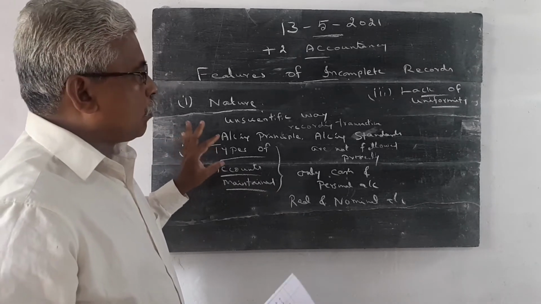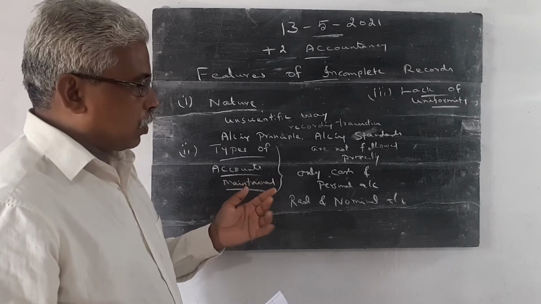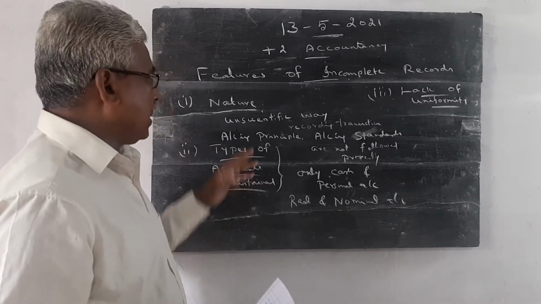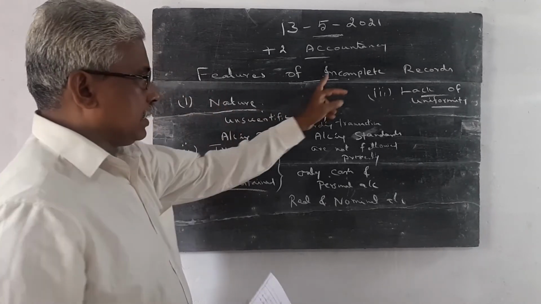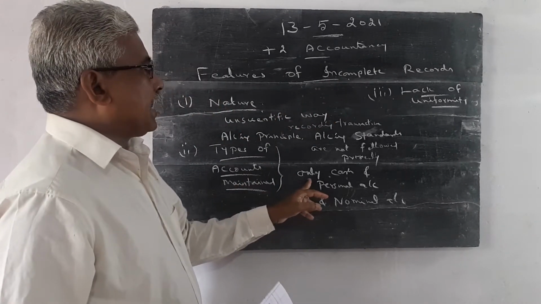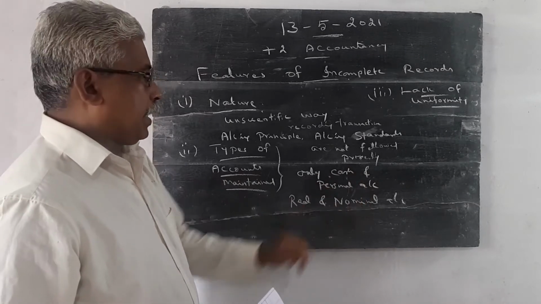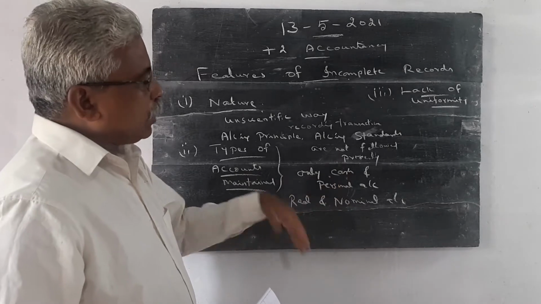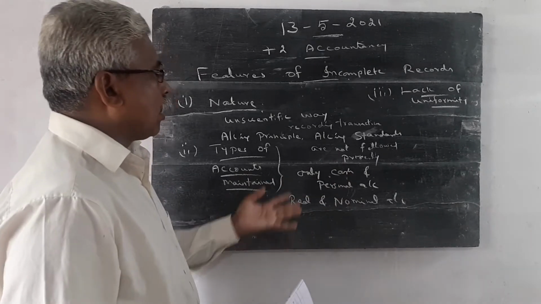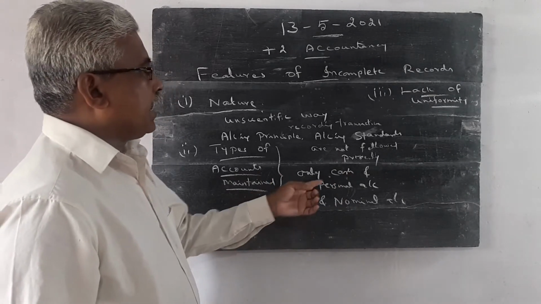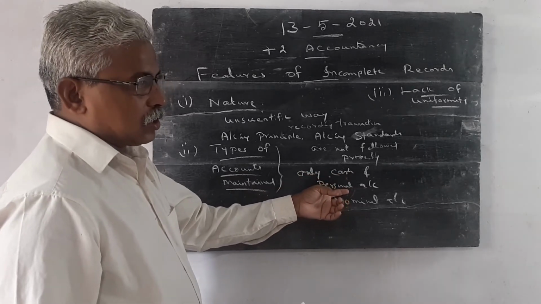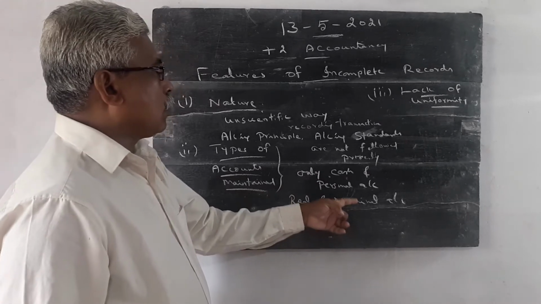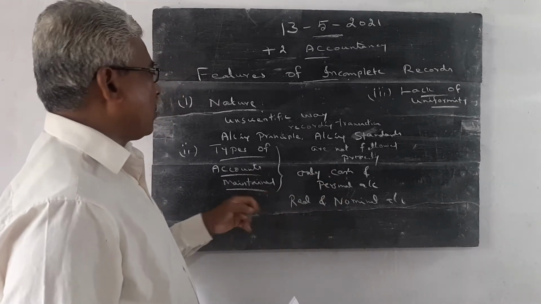We all know in the double entry system, real account, personal account, nominal account, 3 types of accounts are prepared properly. But in the single entry system, that is incomplete records, only cash and personal accounts are maintained. Real account and nominal account are not fully maintained. According to their need, they prepare the accounts. But only cash and personal accounts, that is debtors account and creditors account, are maintained. The real and nominal accounts are not at all maintained fully. That's point number 2.